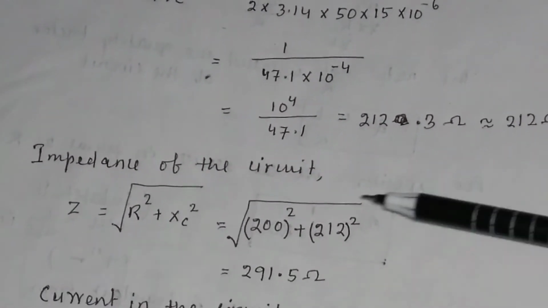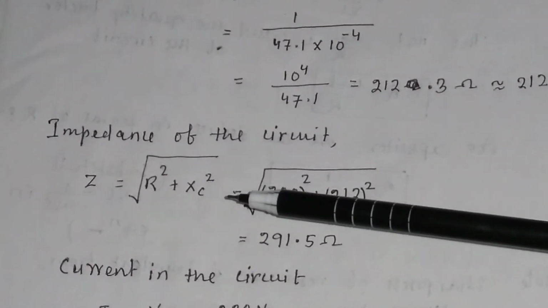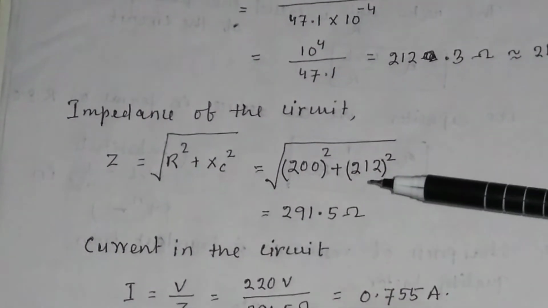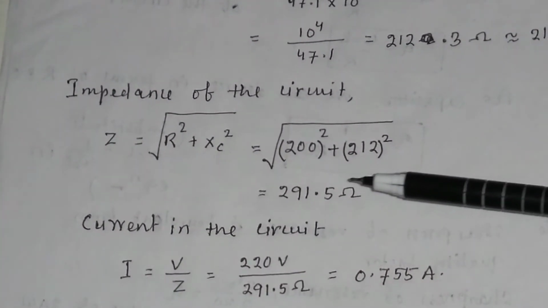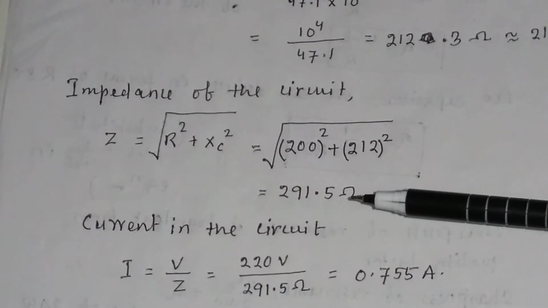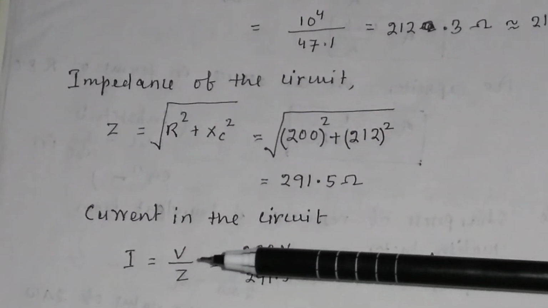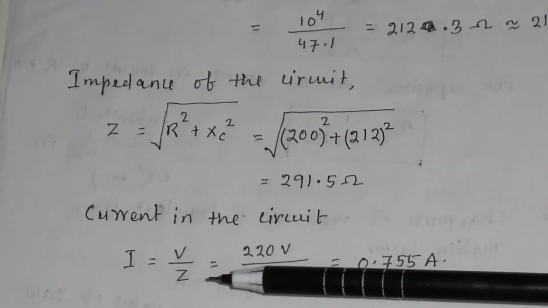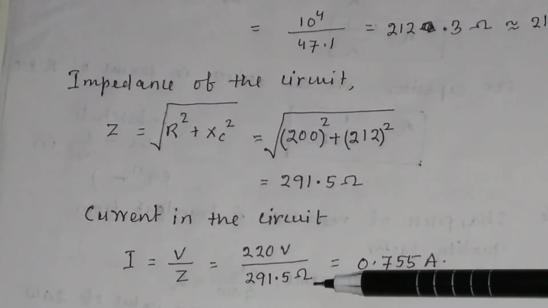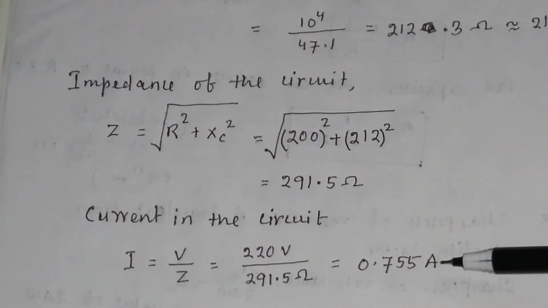Now the impedance of the circuit Z will be equal to square root of R square plus Xc square, that is equal to square root of 200 square plus 212 square, that is equal to 291.5 ohm. So current in the circuit I is equal to potential divided by the impedance. So 220 volt divided by 291.5 ohm, and this will be equal to 0.755 ampere.